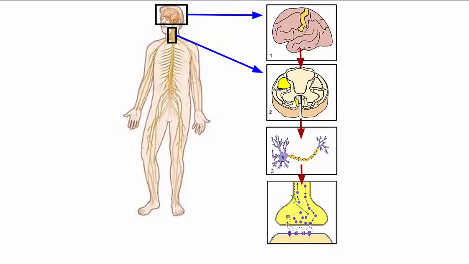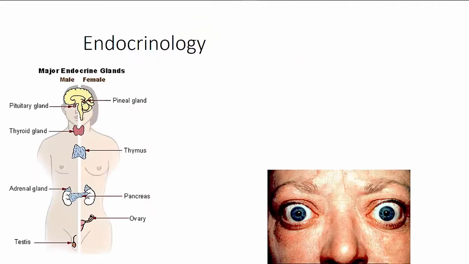You've already seen how the nervous system acts to communicate from one part of the body to another. Now let's see how communication is maintained by chemical signals. In this series of lectures, we will be looking at the relationship between the hypothalamus and pituitary. We'll look at the thyroid gland, the adrenal cortex and medulla, the endocrine pancreas, and male and female reproductive endocrinology.